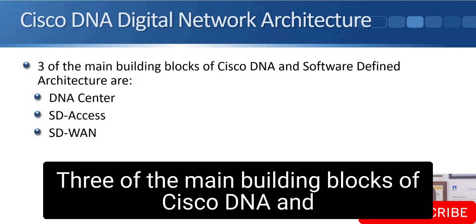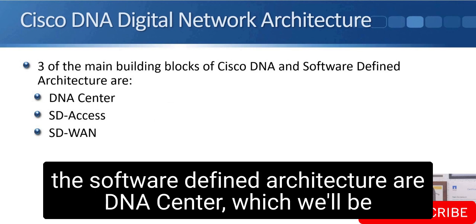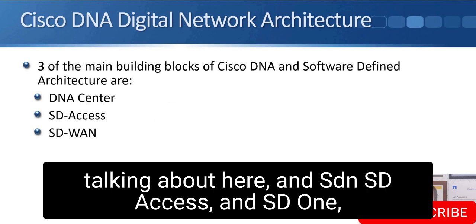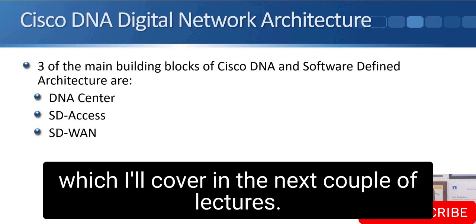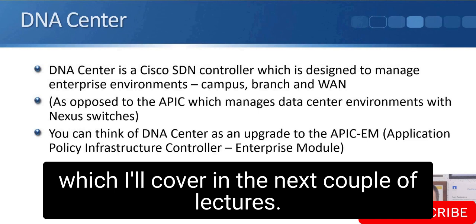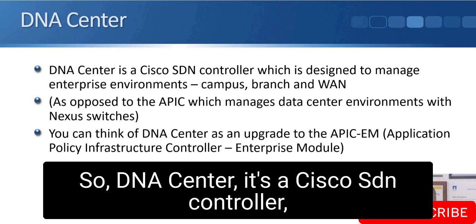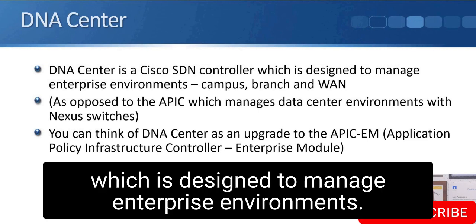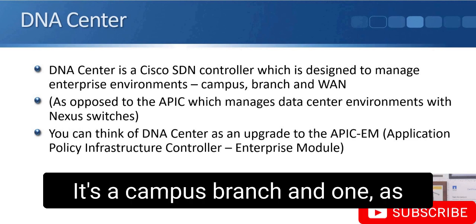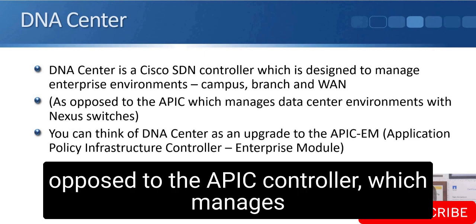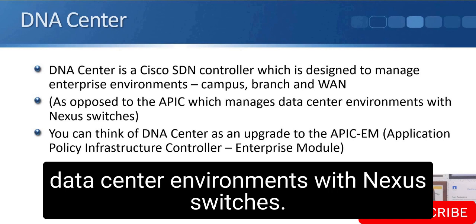Three of the main building blocks of Cisco DNA and the software-defined architecture are DNA Center, which we'll be talking about here, and SD Access and SD-WAN, which I'll cover in the next couple of lectures. So DNA Center is a Cisco SDN controller, which is designed to manage enterprise environments. It's campus, branch, and WAN, as opposed to the APIC controller, which manages data center environments with Nexus switches.